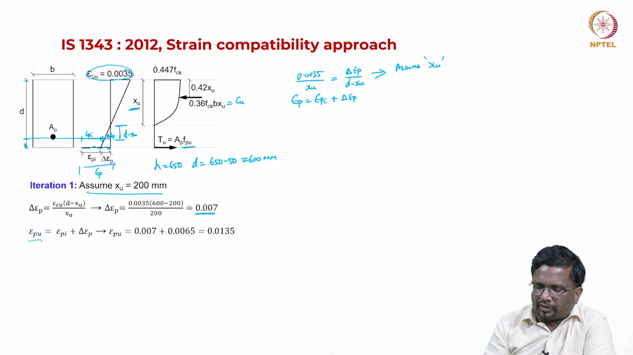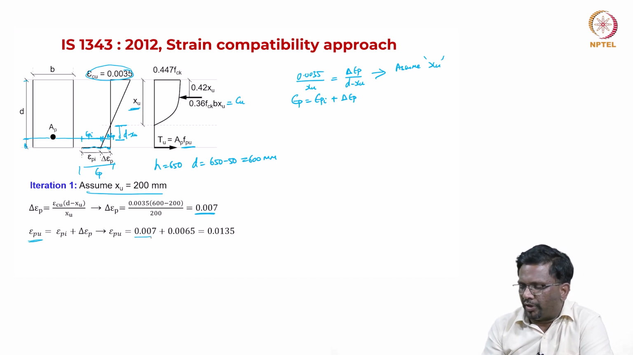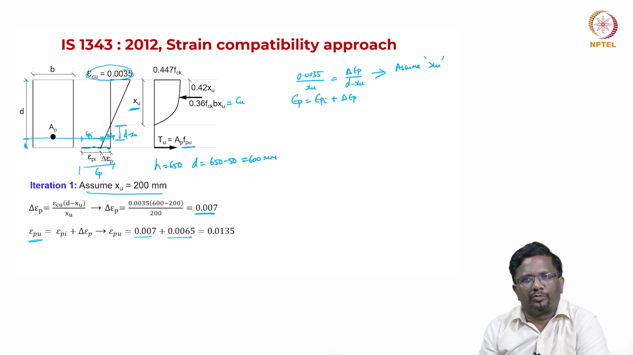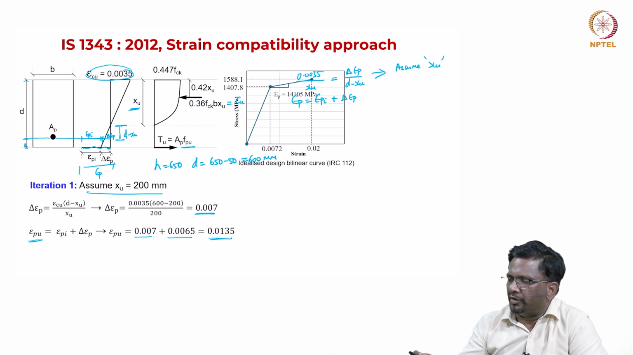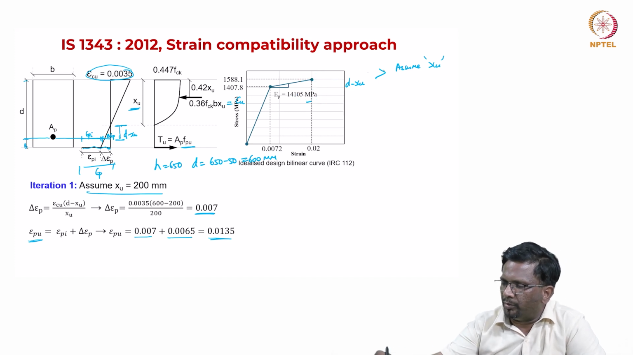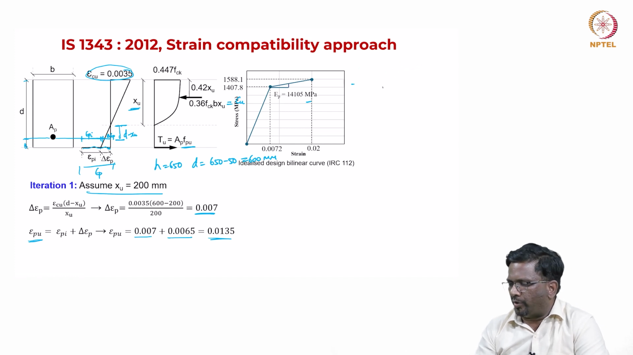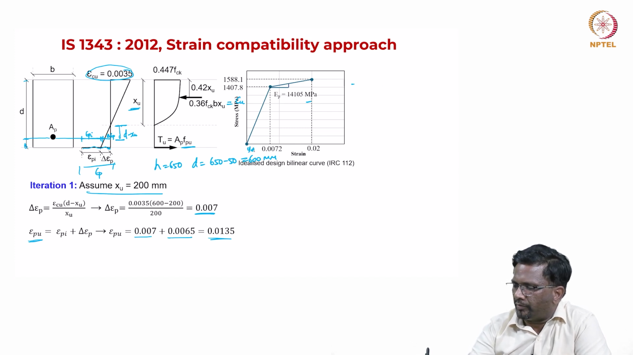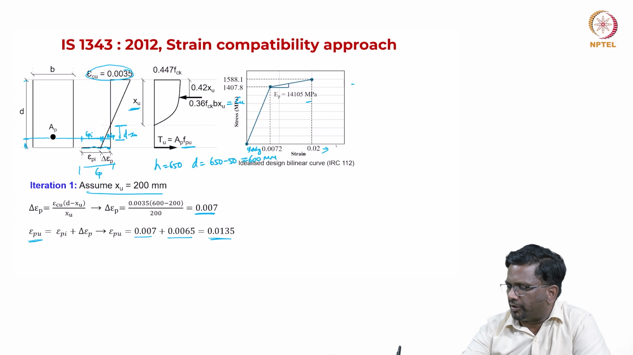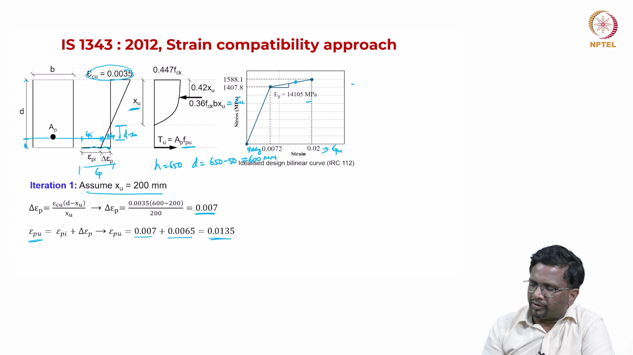Now, what is the actual strain at ultimate condition? It is 0.007 plus initial strain, which is 0.0065, which is 0.0135, right. So, this is what we are showing here. If you go back to the idealized bilinear curve, so we are here at 0.0135, somewhere here. So, this is your yielding, right, and this is your ultimate epsilon PU, right. So, we are going to be somewhere here, 0.0135.